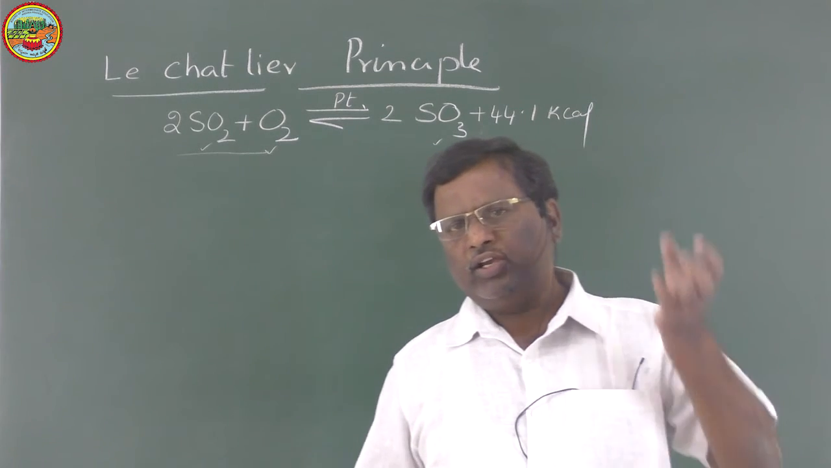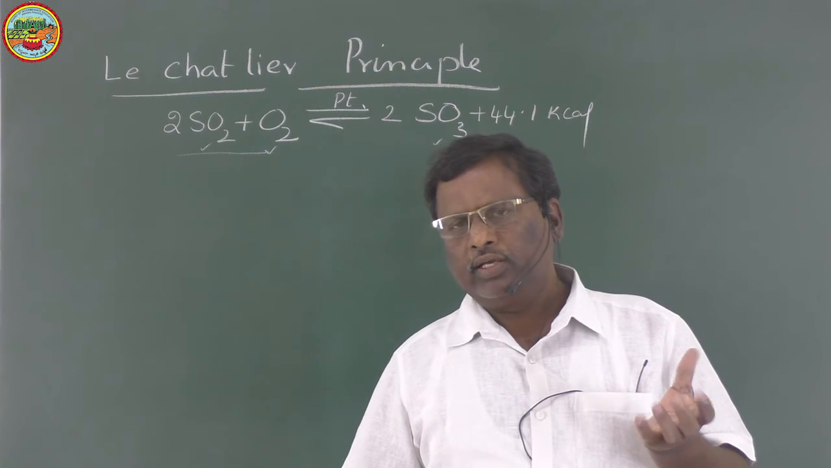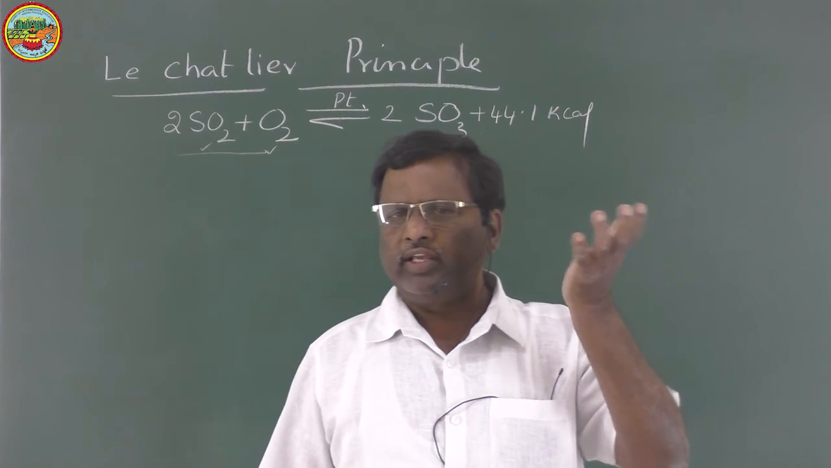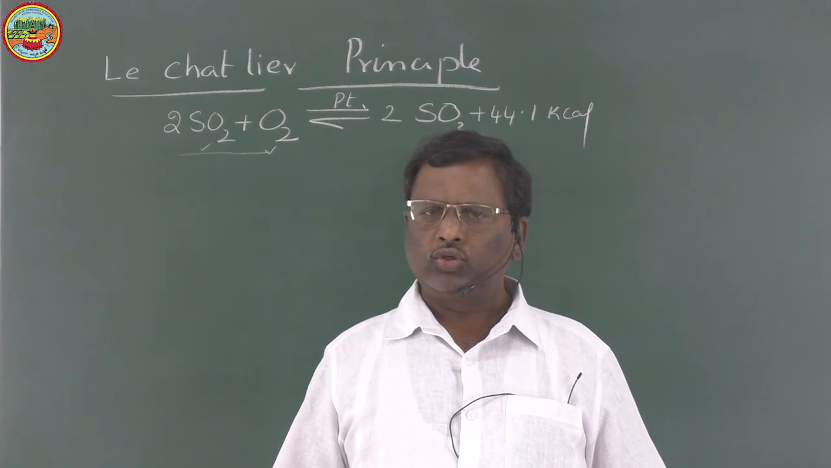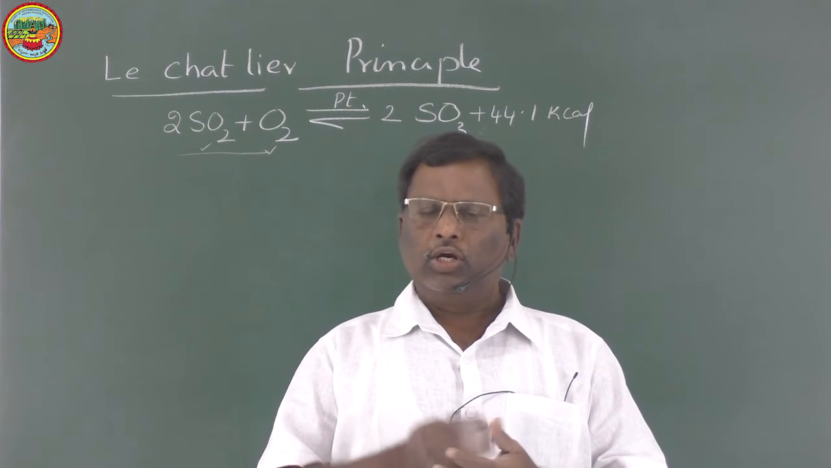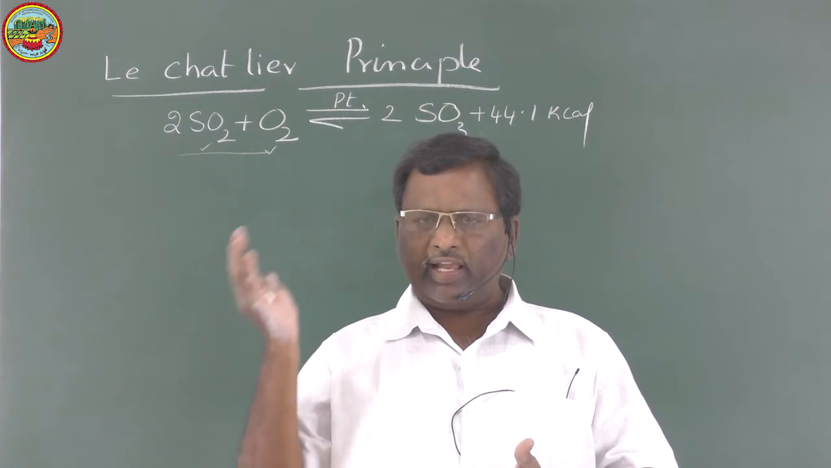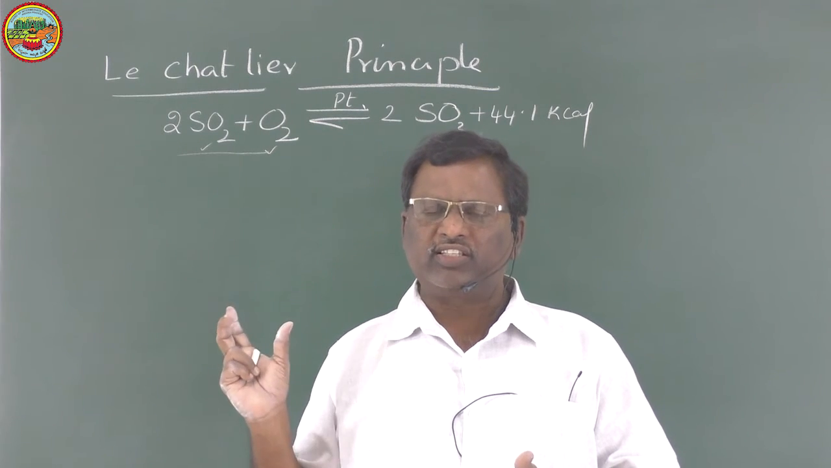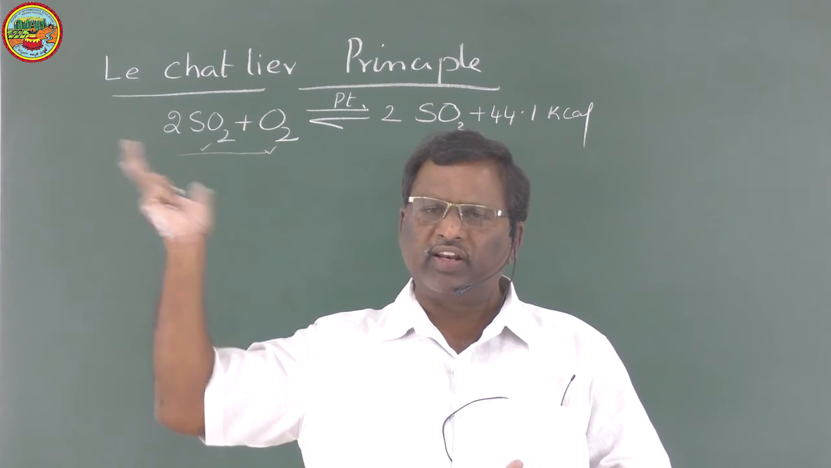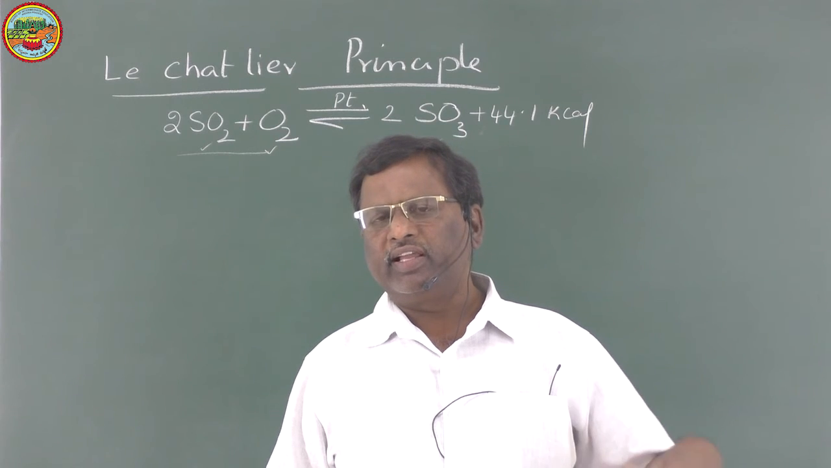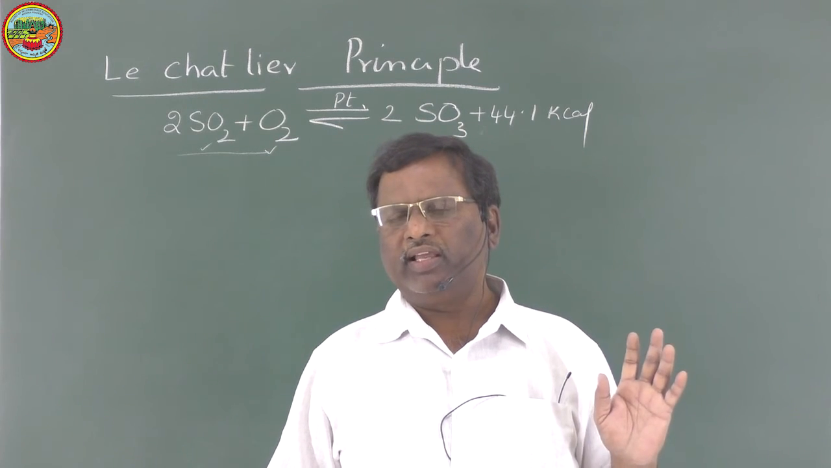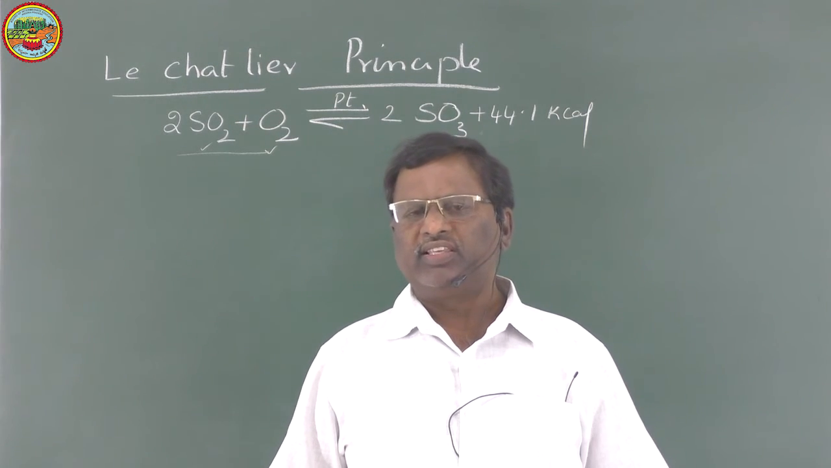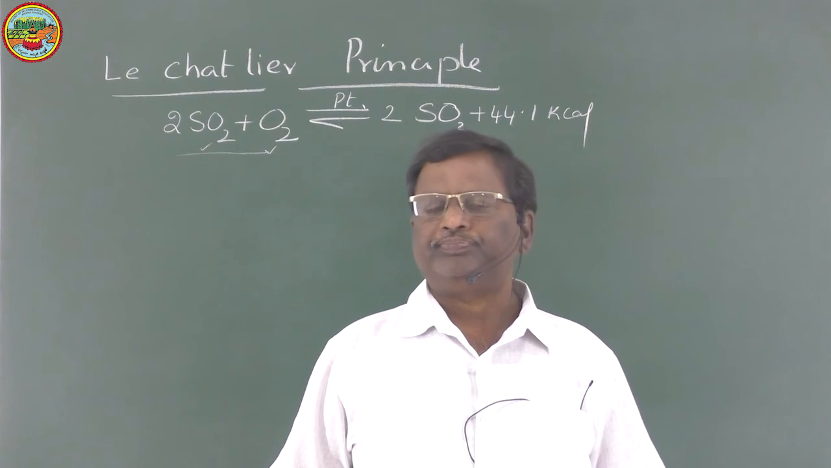Vice versa, if you increase the concentration of SO3, it favors the backward reaction. So with respect to concentrations, to produce more SO3, time to time, the sulfur dioxide and oxygen concentration should increase in 2:1 ratio, and SO3 must be decreased or removed from the container time to time. This is the effect of concentration.